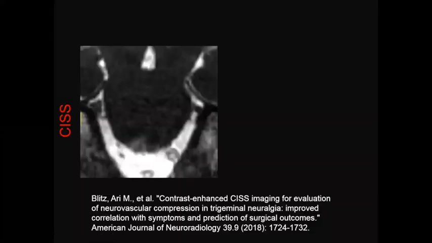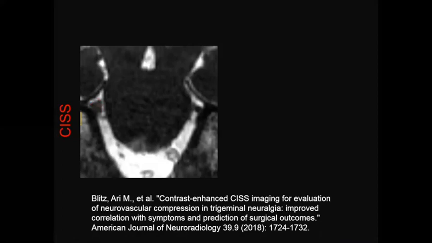In this image, this is a coronal CISS image before contrast in a patient presenting with facial pain. You can see that the left trigeminal nerve now is normal. It's nice and rounded as it should be. On the right-hand side, we see this triangular structure, which is really too thick. The patient had right-sided facial pain.